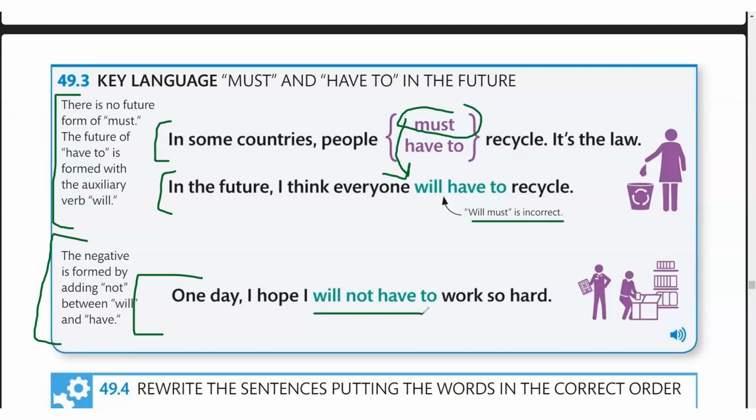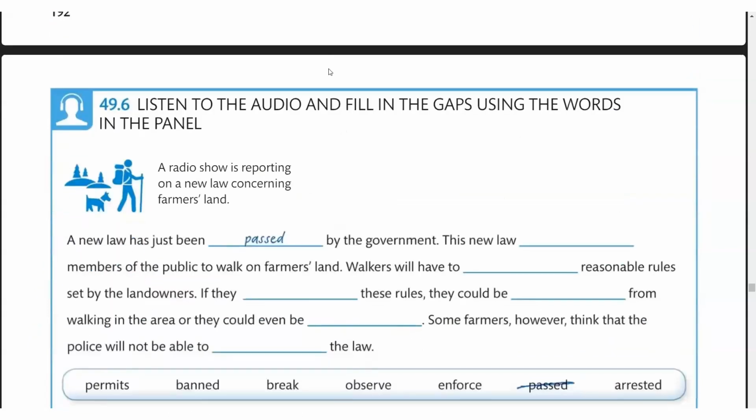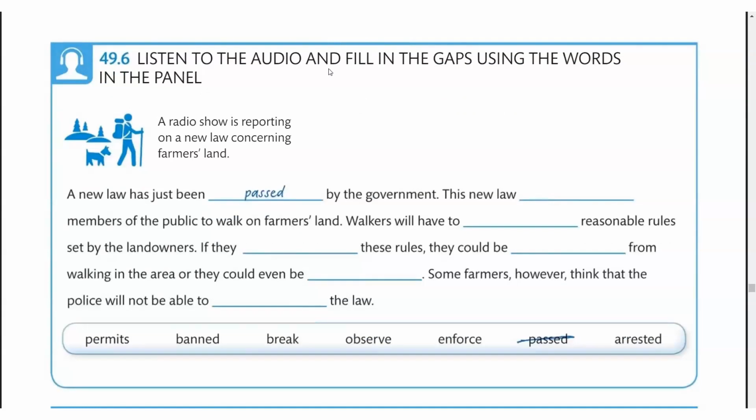Okay, let's move on. In our next exercise, we're not going to do it as a listening, but we'll read together, and I want you to put in the blank what you think fits best. So here are your choices looking down below. You have to choose from permits, banned, break, observe, enforce, passed, and arrested. So these are all legal terms.